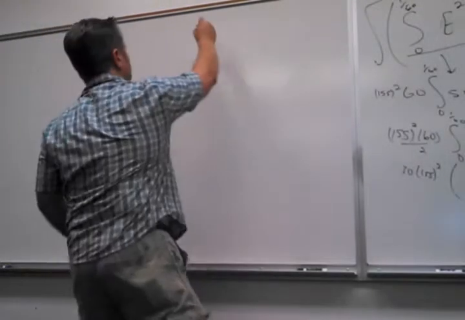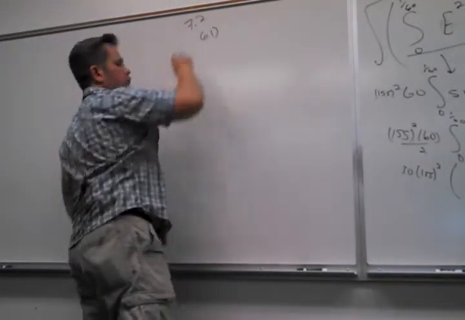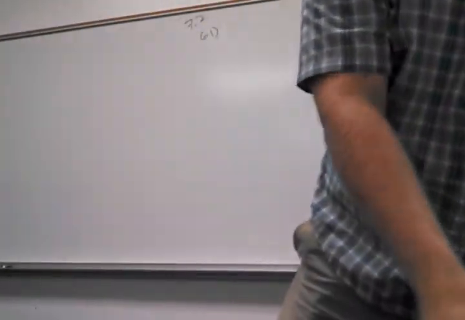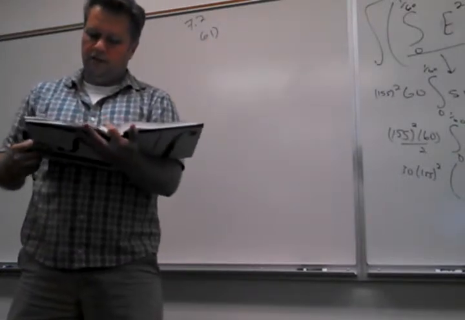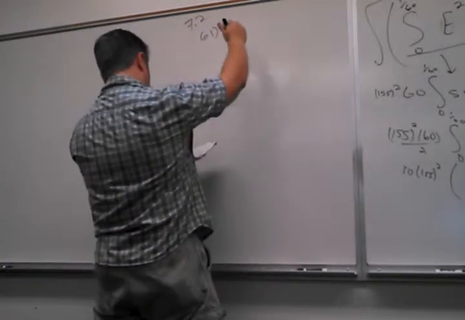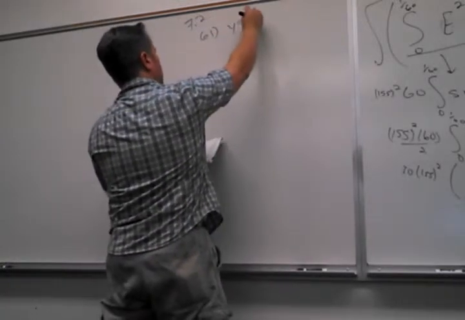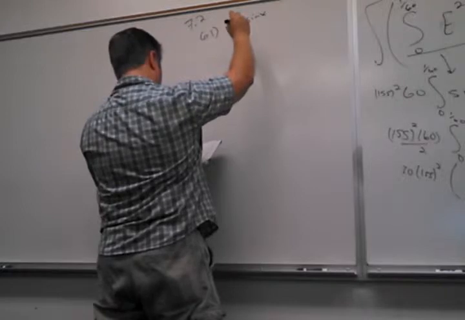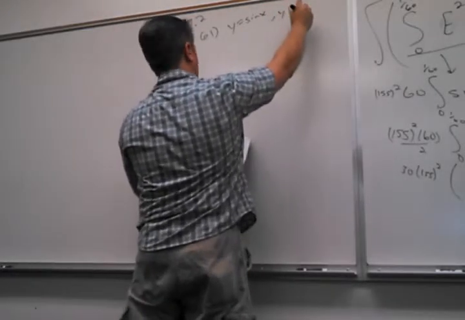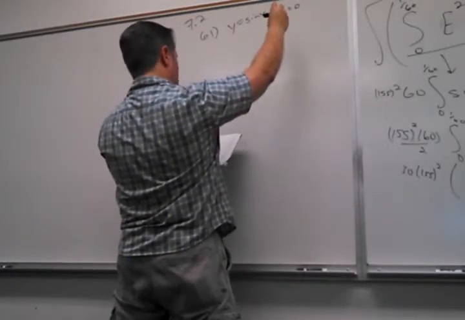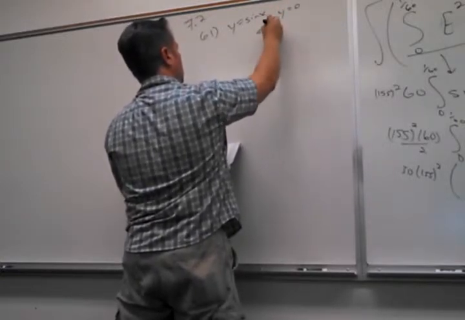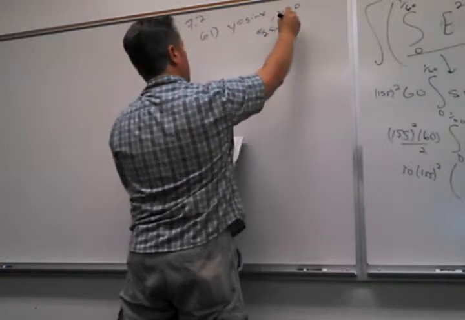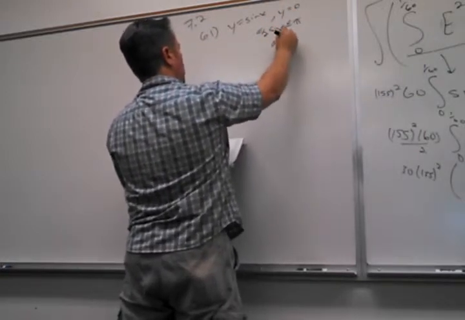So 61 is 7.2. Find the volume obtained by rotating the region. Oh yeah, you thought that was behind you. Rotating the region bounded by the given curves about the specified axis. Okay, so 61 says I've got sine x and 0. And x is from pi over 2 to pi, about the x-axis.